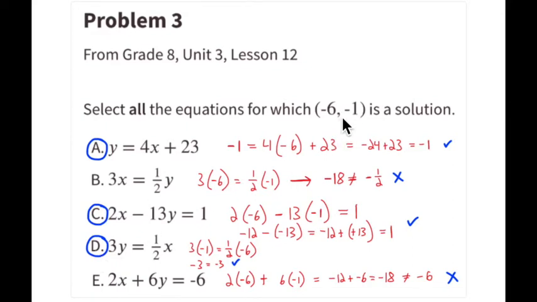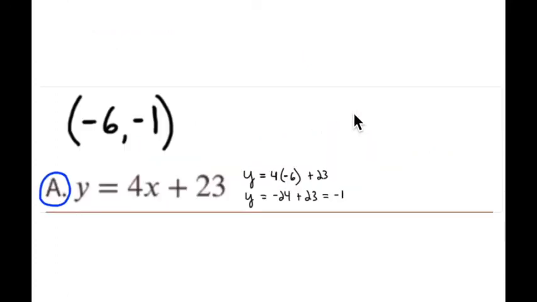So this point is going to be on a graph of each of these three equations. Now they're different graphs, they're different lines, but they're all going to pass through this point, negative 6, negative 1. I'm going to show you that in a moment.